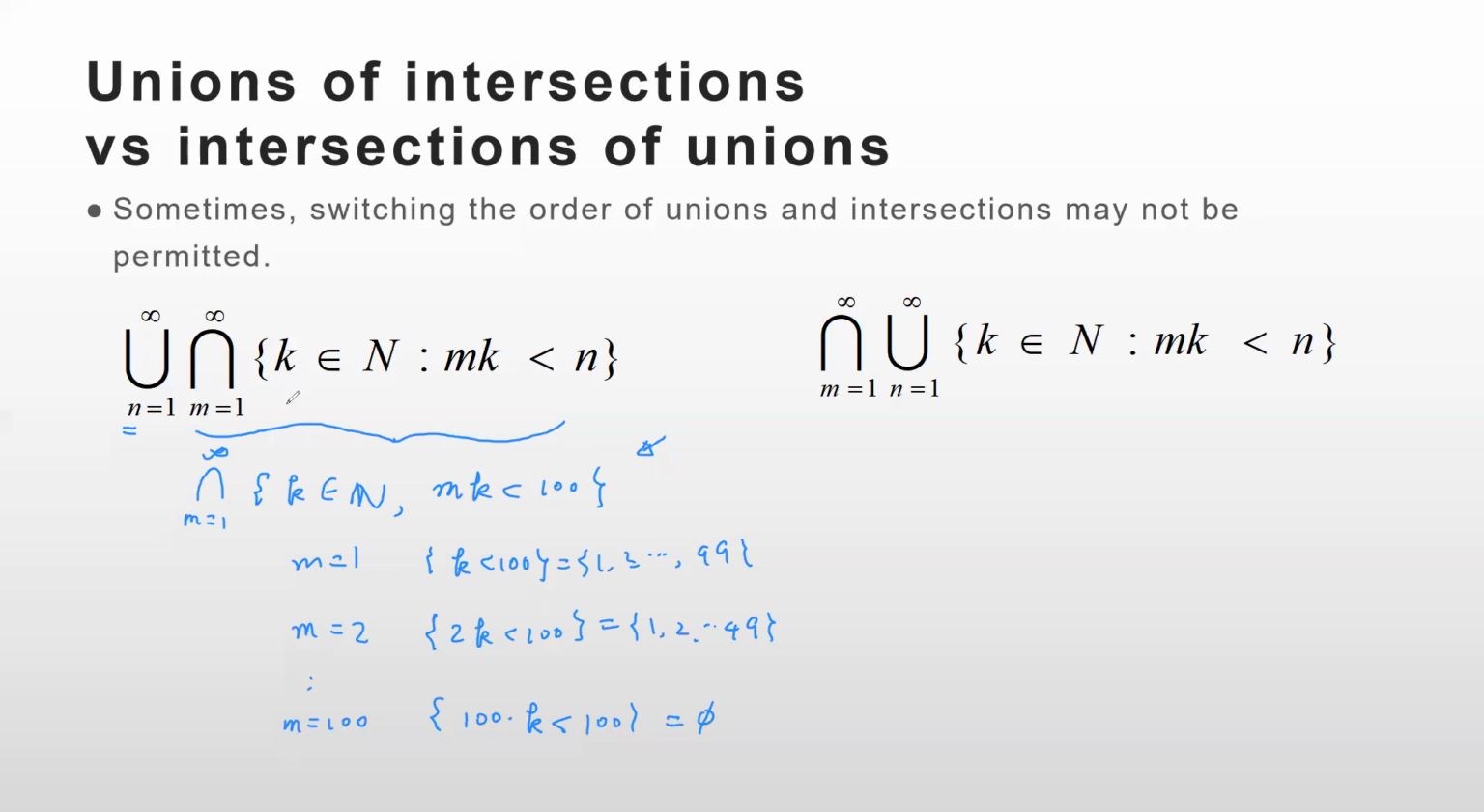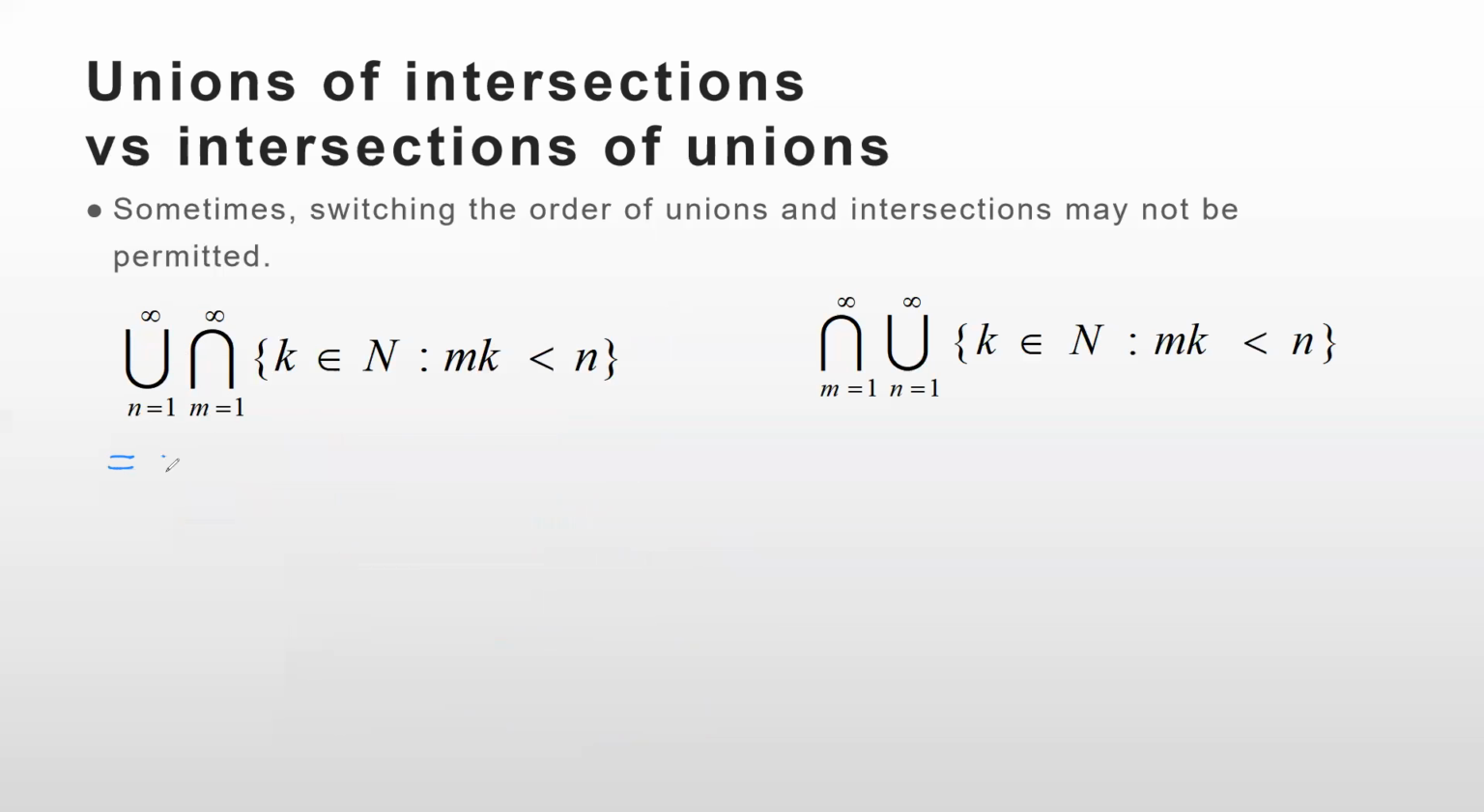All right. So for every n, you can show that this infinite intersection of sets becomes an empty set. Then you have a union of empty sets. That's just empty. So the left side is an empty set.